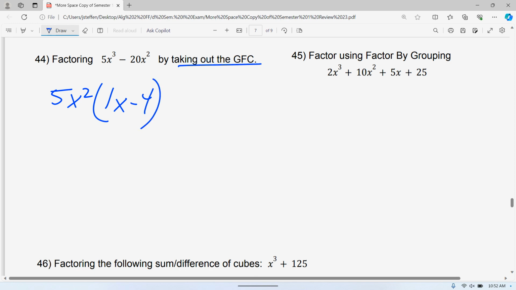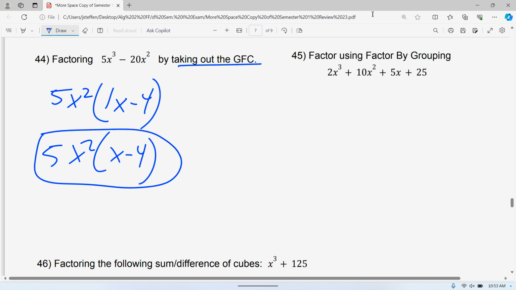So the answer, now we're going to go multiple choice. It's not going to have that 1 in there. But if you need to put it in there to make it make more sense to you, that's fine. Just make sure you realize this is how it's going to show up on multiple choice. Same thing with 45 as far as I give you this hint.